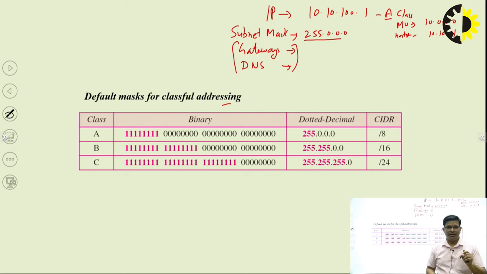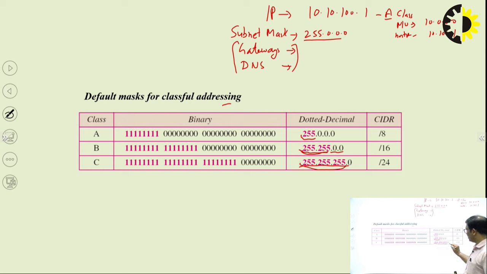In a similar way, if we are talking about class B IP addresses, the default subnet mask has the first two blocks kept for network addresses, and the rest, 16 bits or two blocks, can be kept for host addresses. So for class B, 255.255.0.0 is the default mask. Okay. And for class C, this is the default mask. This is the default mask for class A, class B, class C. How? Because in class A, the first block is fixed. In class B, the first two blocks are fixed, and in class C, the first three blocks are fixed.